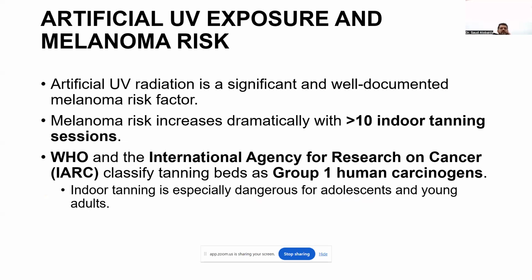So artificial UV, and this is what we talk about, is two things. We have medical artificial UV, or commercial artificial UV, like the ones we use in indoor tanning. And for sure, above 10 sessions of indoor tanning, it causes an increased risk of melanoma. And WHO and other agencies consider it a group 1 carcinogen. I don't know what that means exactly, but I assume it's labeled as a high level of risk and something you can prevent.